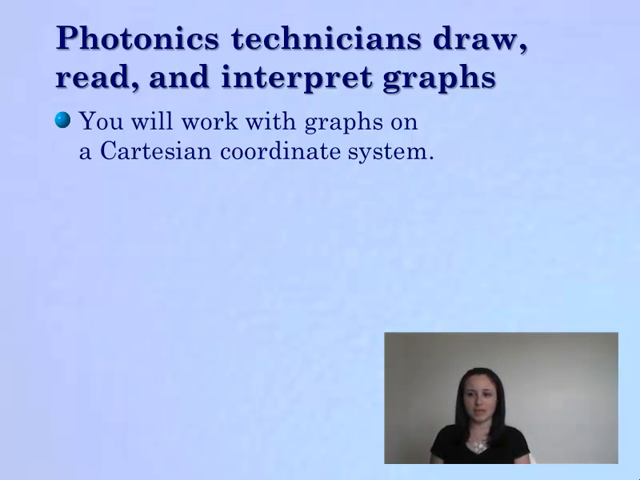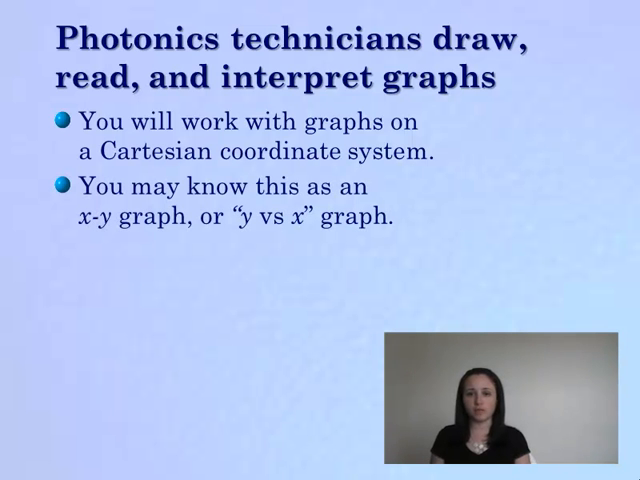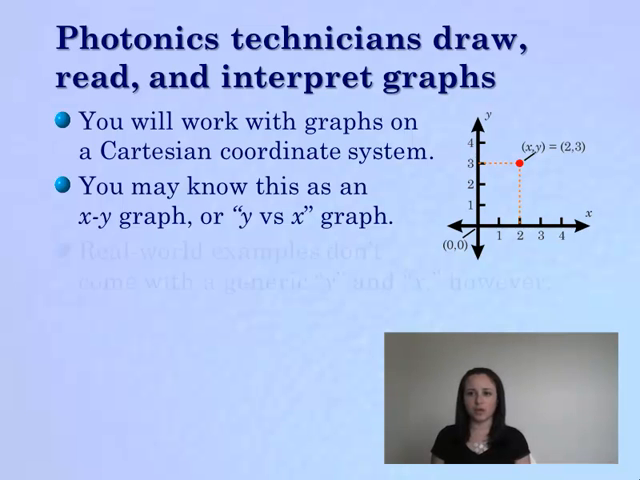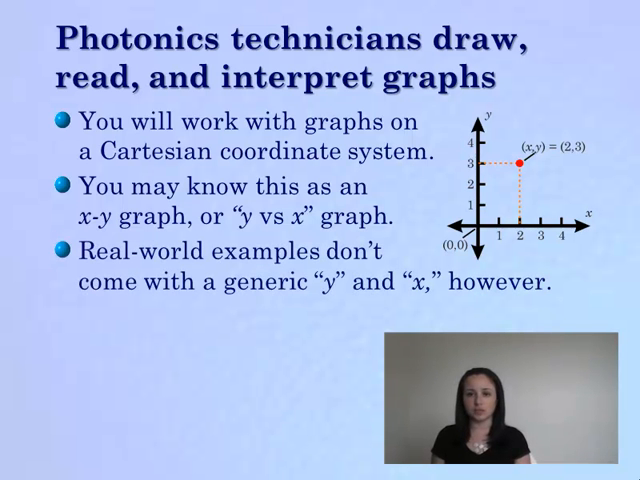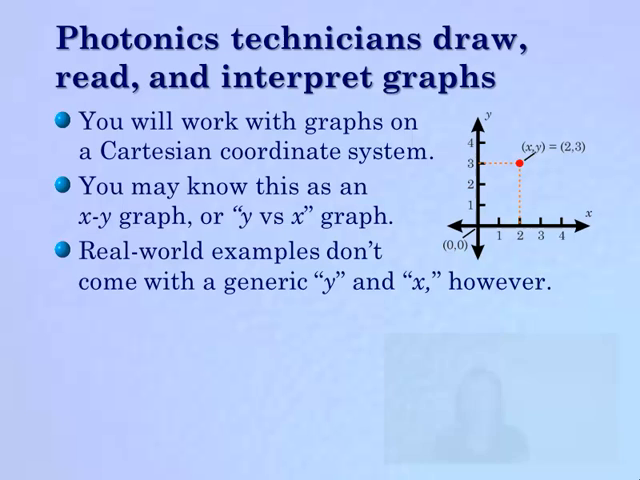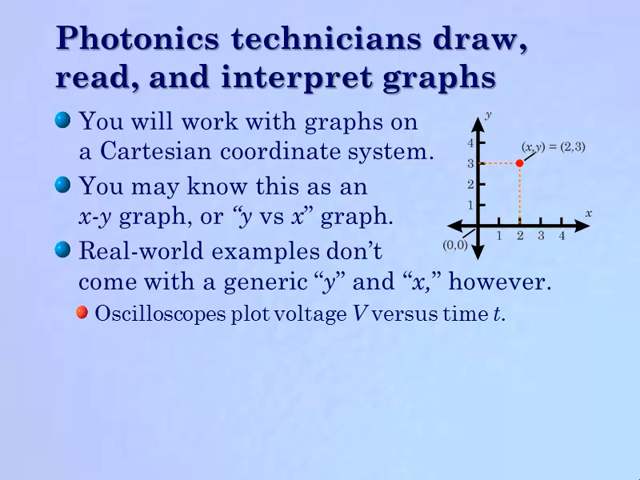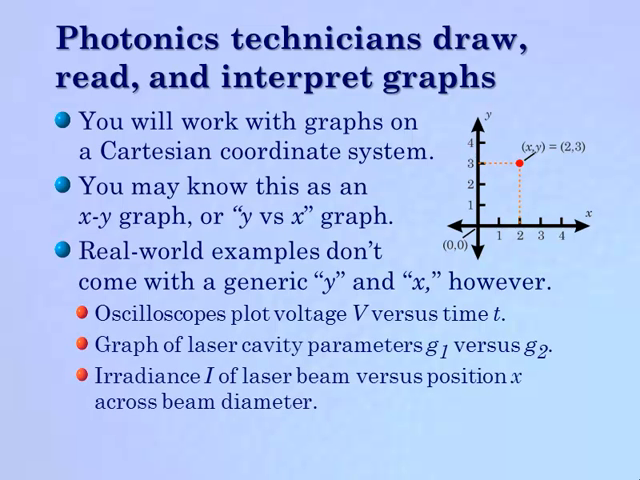You may know this as an XY graph or a Y versus X graph. Real-world examples, however, don't usually come with Y's and X's, so you may encounter things like an oscilloscope, voltage V versus time T, or graphs of laser cavity parameters, G1 versus G2, or graphs of laser beam irradiance, I, versus position X across the beam diameter.